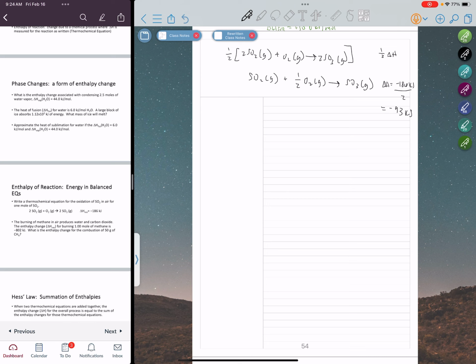All right, the last one is a good one just because it gets us back to thinking about balanced equations and energetic values and grams and moles and all that good stuff again, instead of just phase changes. The last one says that we're going to burn some methane and make water and CO2. Right? Well, what's methane?